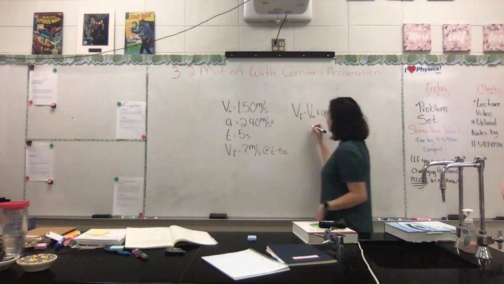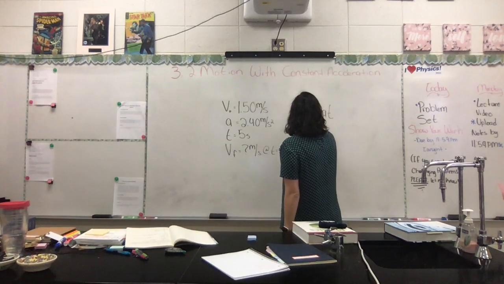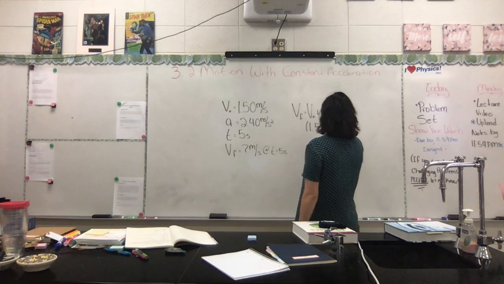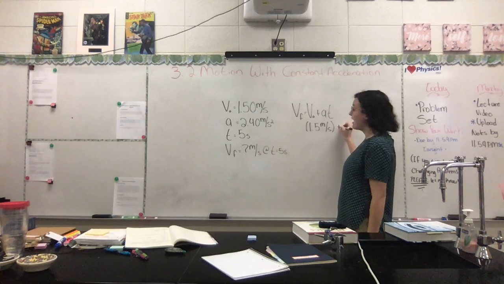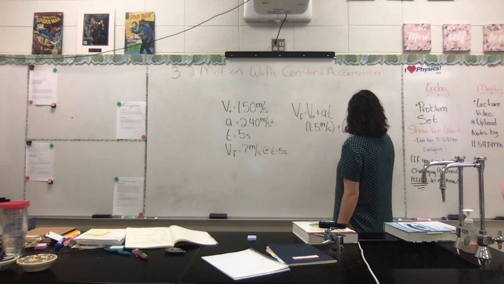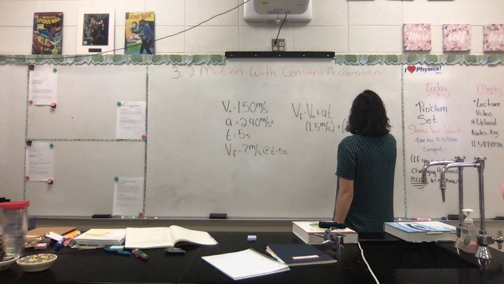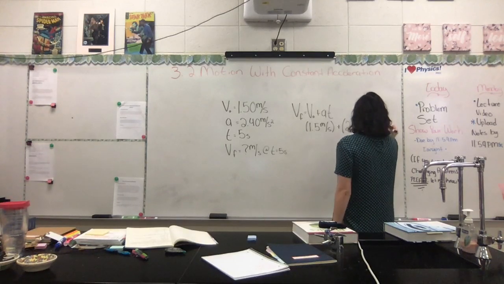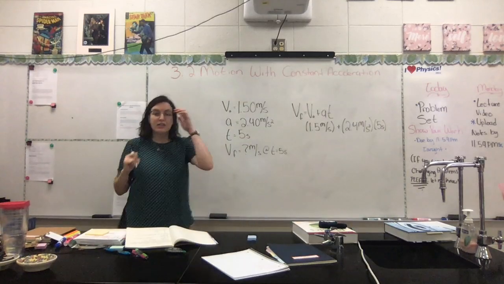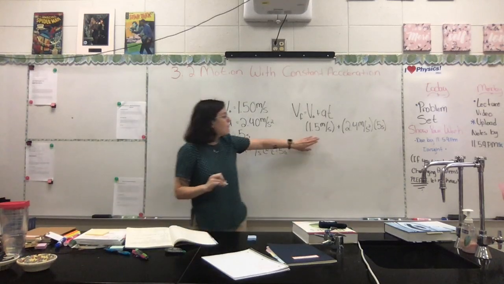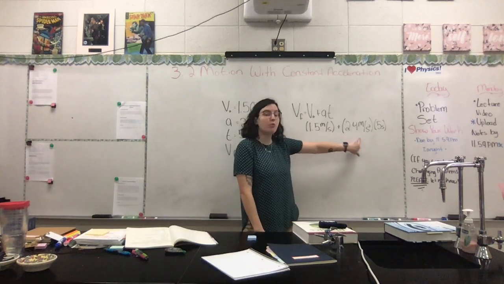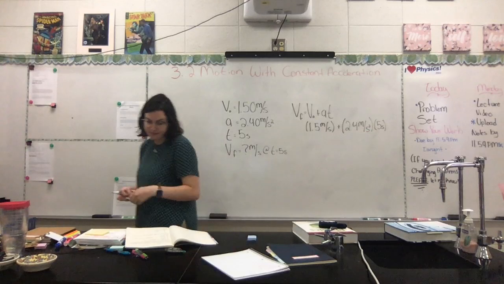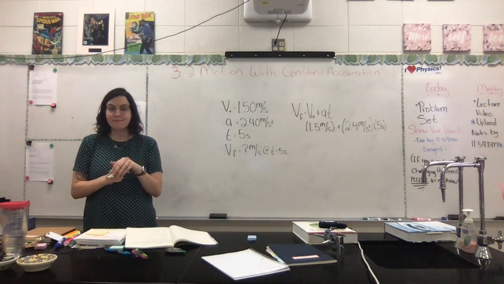So for V naught, we're going to plug in 1.5 meters per second, all right, plus 2.4 meters per second squared times 5 seconds, all right? So type that into your calculator. 1.5 meters per second plus 2.4 meters per second squared times 5 seconds. And what do you get?